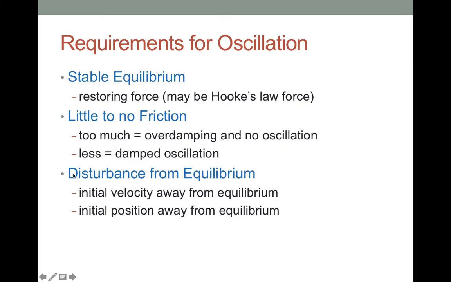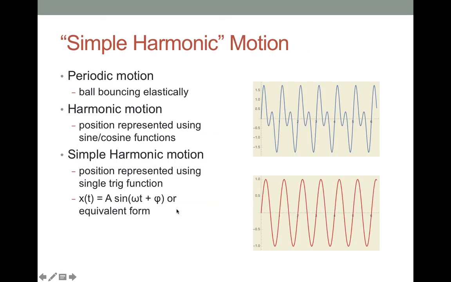However, to set the object into oscillation, we do have to somehow disturb it from its equilibrium position. This could be by giving it some initial velocity, or it could be by simply starting it some position away from the equilibrium. Now, we also want to look briefly at what exactly we mean by simple harmonic motion.